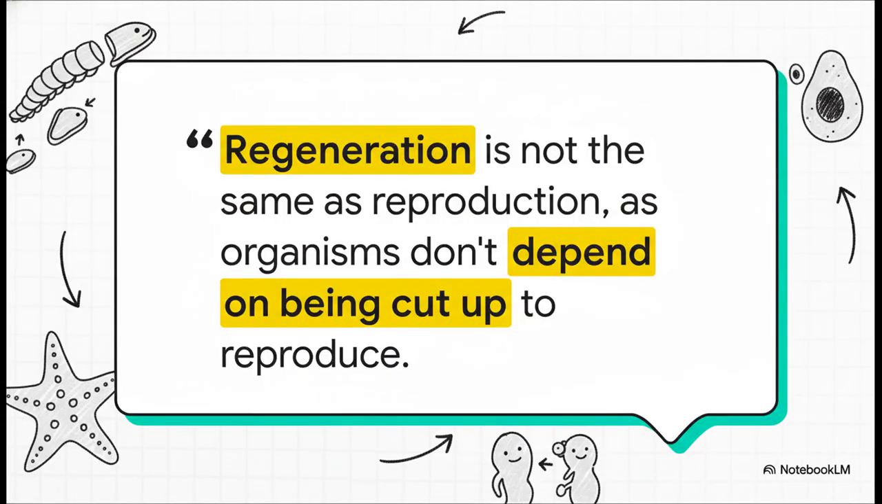And this quote you see on the screen, it brilliantly illustrates the key difference for your exams. Organisms don't normally depend on being cut up to be able to reproduce. That's why regeneration is more of a survival mechanism than a primary method of reproduction.